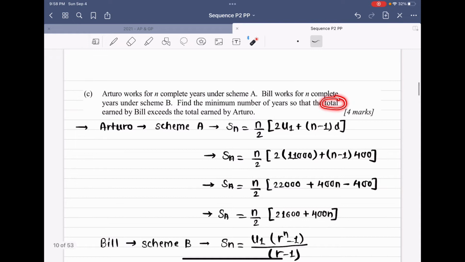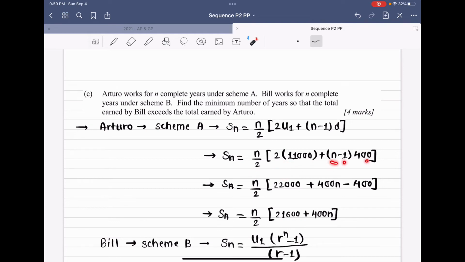Total means what? Sum. So for Arturo, scheme A, I am using the sum formula for arithmetic. Sn is equal to n over 2 bracket 2 times u1 plus n minus 1 times d. So Sn is equal to n over 2, 2 times u1 is 11,000 because scheme A starts with 11,000, plus n minus 1 times the difference, which is 400. So n over 2 as it is, 2 times 11,000 is 22,000.